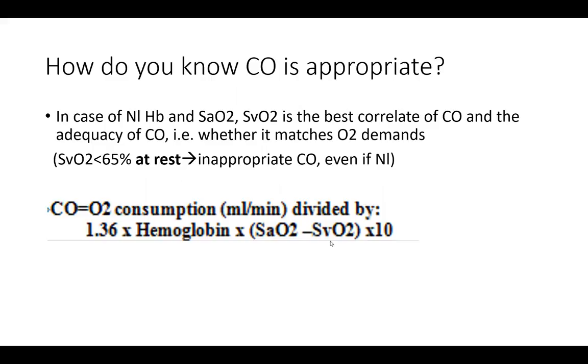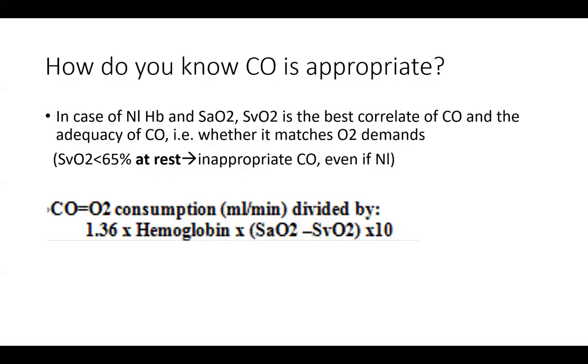So this is why mixed venous O2 is an important number, because it basically tells you how well the cardiac output matches the body demands, the tissue demands for oxygen. And that's why it's such an important measure. It's hard to really interpret cardiac output in absolute terms. The important thing about cardiac output is that it has to match your demands.